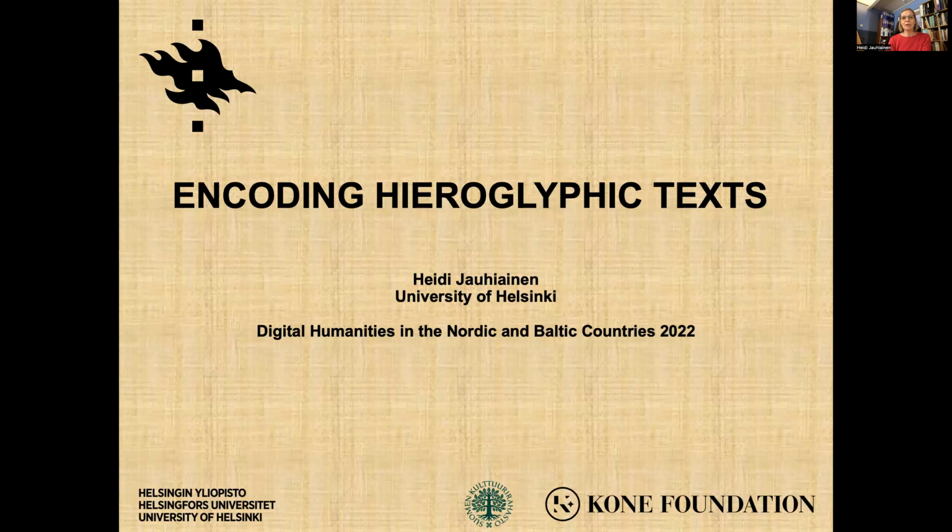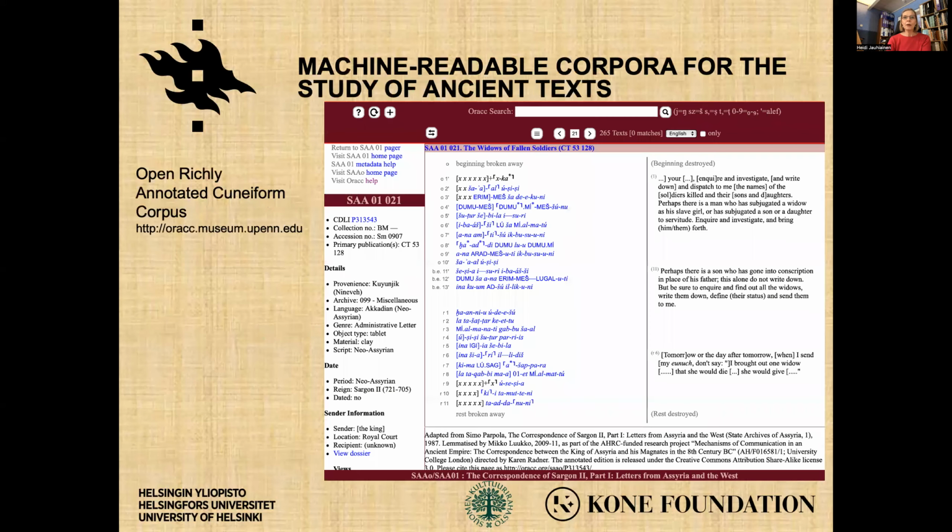Today, I want to tell you about using encoding to produce machine-readable hieroglyphic texts. Now, we all know that in order to use digital methods for researching texts, the texts must be machine-readable. And for historical research, there are several corpora of machine-readable texts. For example, Assyriology has corpora of cuneiform texts that are openly downloadable and reusable, for example, at the Open Richly Annotated Cuneiform Corpus.